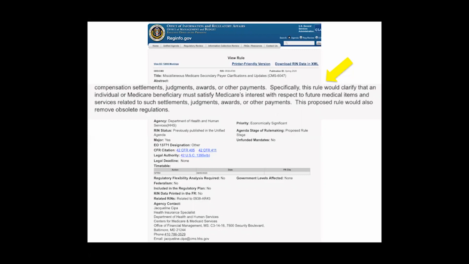We have some ideas as it relates to past statements and past conduct by Medicare, but the prevailing thought is that this will codify Medicare set-asides in liability settlements and give a framework for dealing with Medicare futures when you settle a case for a Medicare beneficiary.